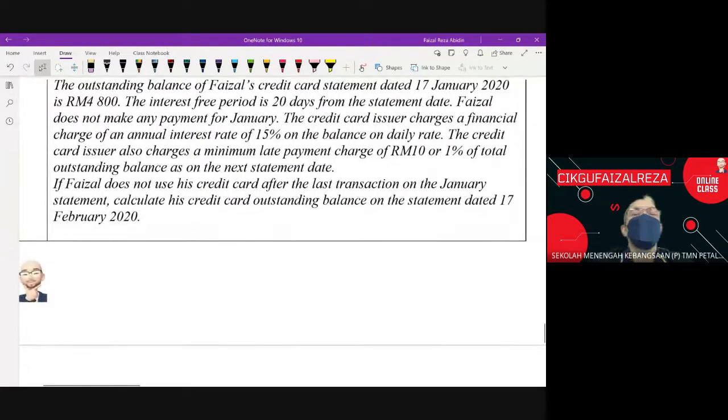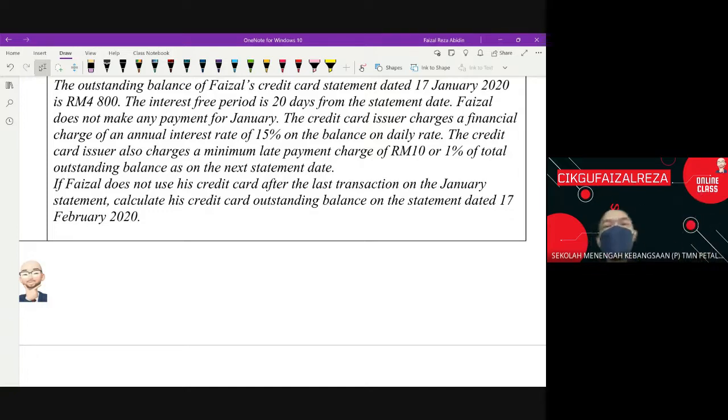The outstanding balance of Faizal's credit card statement dated 17 January 2020 is 4,800. The interest-free period is 20 days from the statement date. After 20 days, interest will be charged. Faizal does not make any payment for January. The statement date here is 17 January.